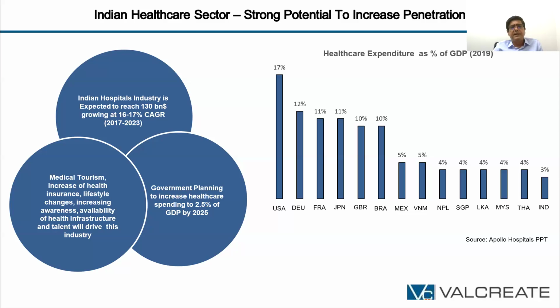The hospital industry in India is growing at 17% CAGR. And medical tourism is another area where third world countries are sending their people to India to get treated at high-end facilities. And that's also a small area, but it's a growing business in India, which will also contribute to the growth of the industry.